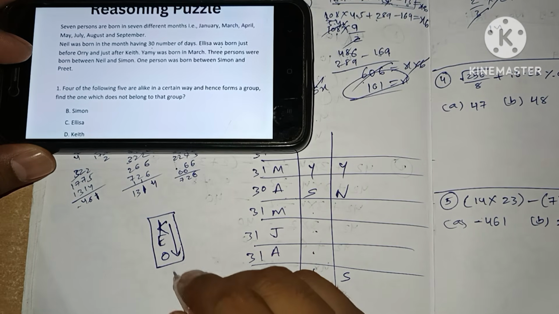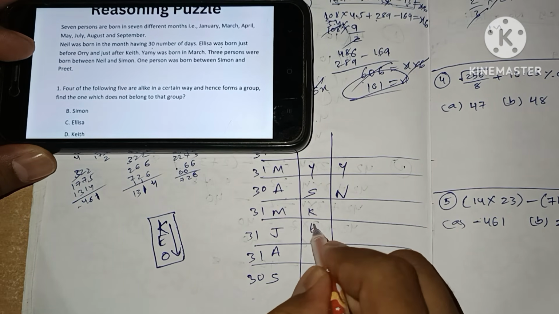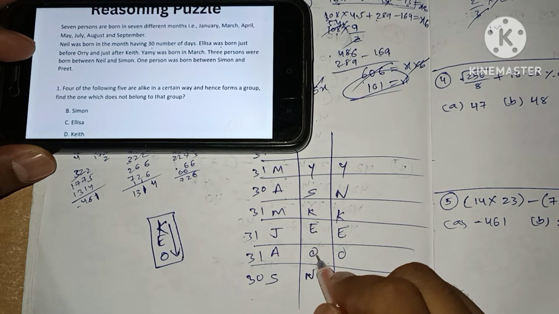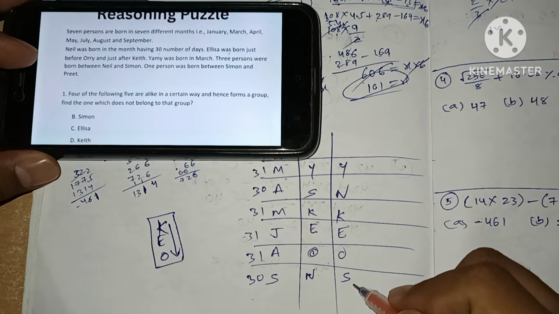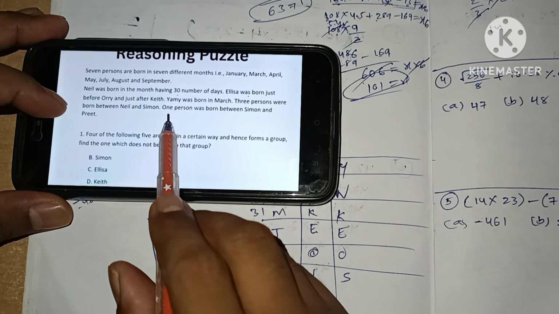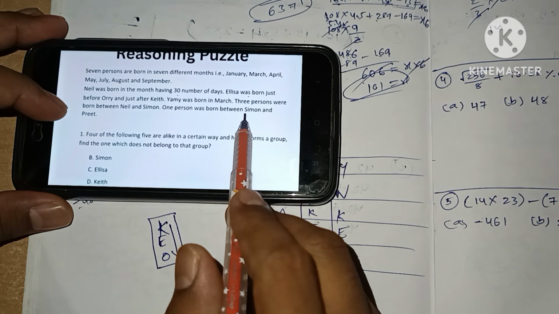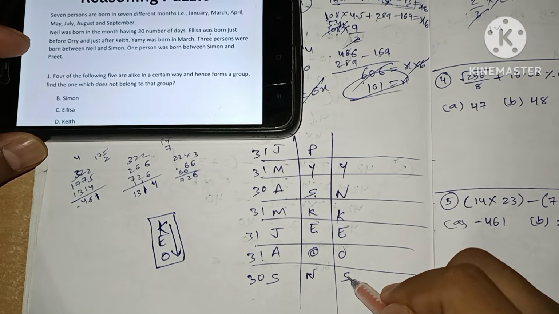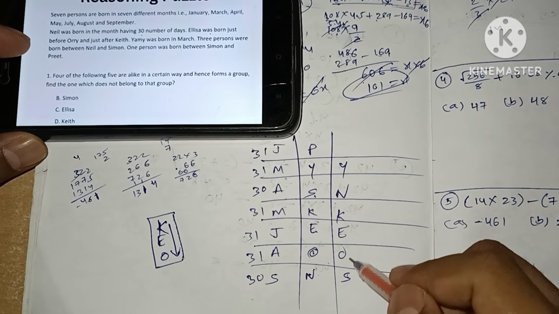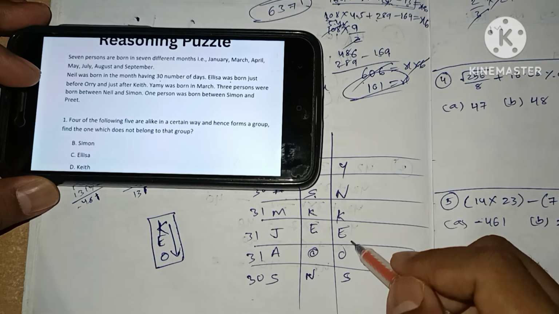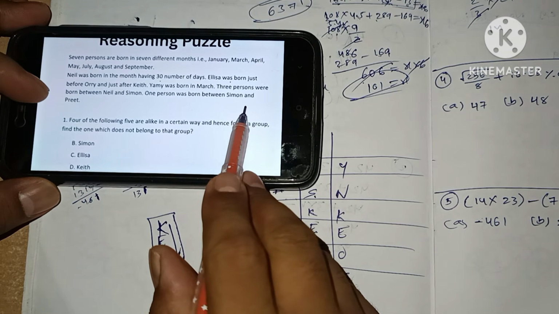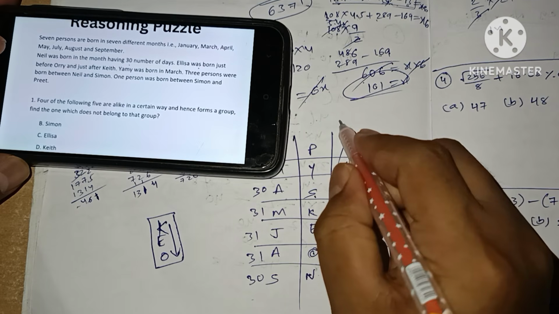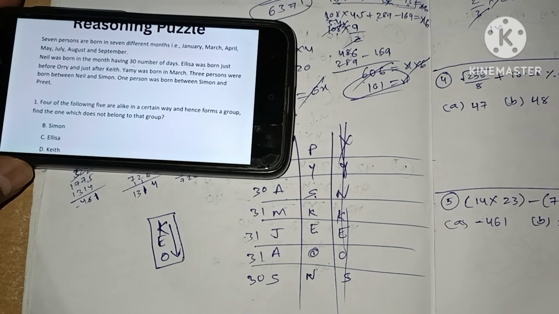So we have a sequence of Keith, Elisa, Ori immediate to each other. So this is the only possibility we have. So we even get two possibilities. Let's see the last statement given in the question. One person was born between Simon and Preet. This is Simon, so this is the only place for Preet. In the other case, there is no place for Preet as one person is born between Simon and Preet. So this case fails. So this is the solution of our puzzle. Let's see the questions that are asked.